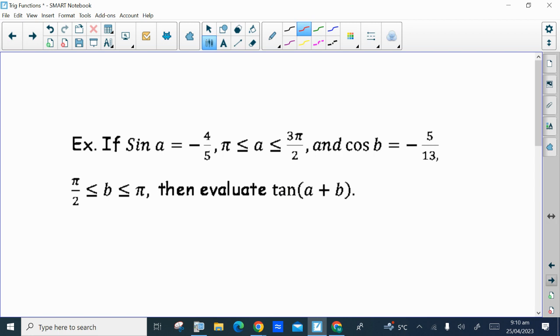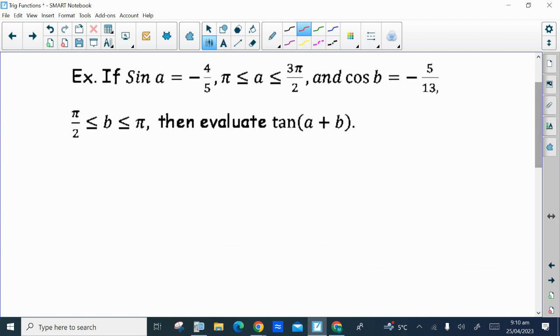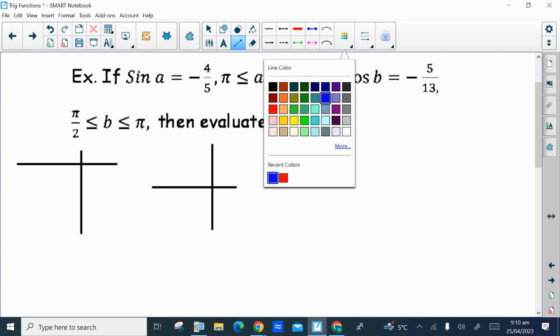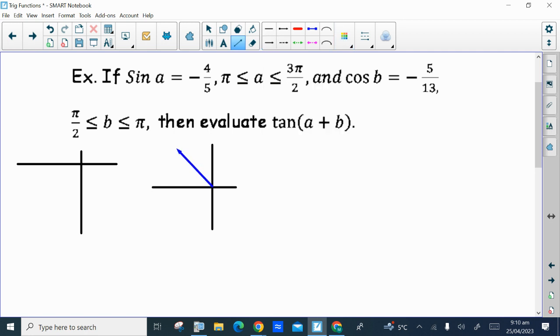We use our sum and difference identities for questions like this as well. So we have two different rotation angles here, angle A and angle B. So we need to set up two XY axes. Now angle A is between pi and 3 pi on 2. That's in our third quadrant. Where angle B is between pi on 2 and pi. So that's in our second quadrant.